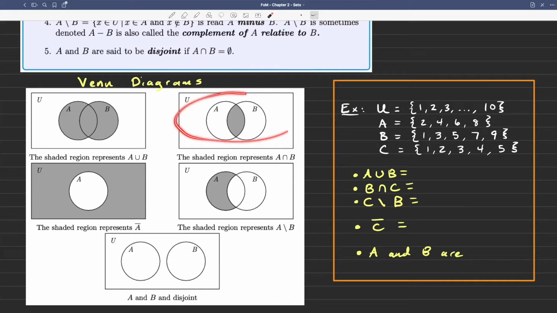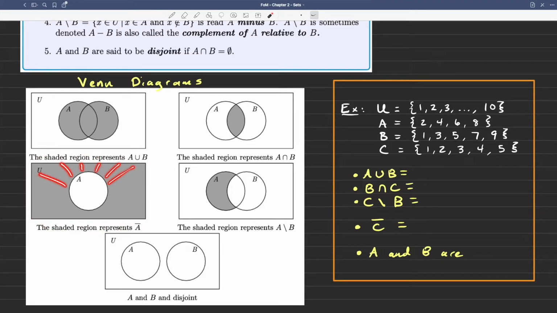In the second picture here, that's a sort of graphical representation of the intersection of A and B. So we're getting the elements here that A and B have in common. And then in the third picture here, we're expressing the idea of the complement of A in pictorial form. So the complement of A is just everything that's not in A.